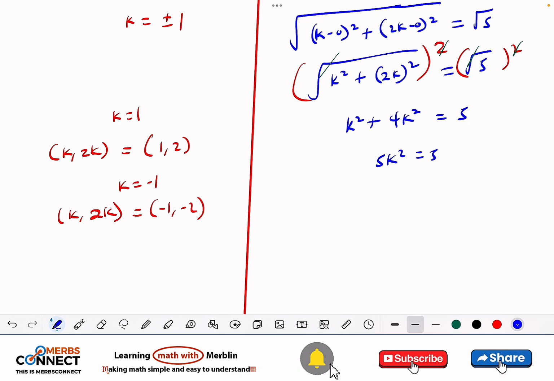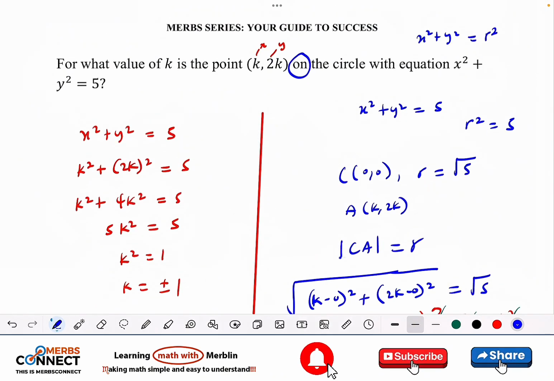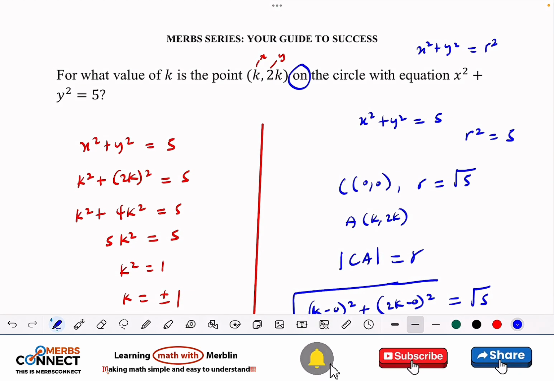5k squared is equal to 5, and then k squared is equal to 1. K is equal to plus or minus 1, and then we do the same thing. When k is equal to 1, we have a point 1 and 2, and when k is equal to minus 1, we have a point minus 1 and minus 2. Right. So yeah, we are done with the video.